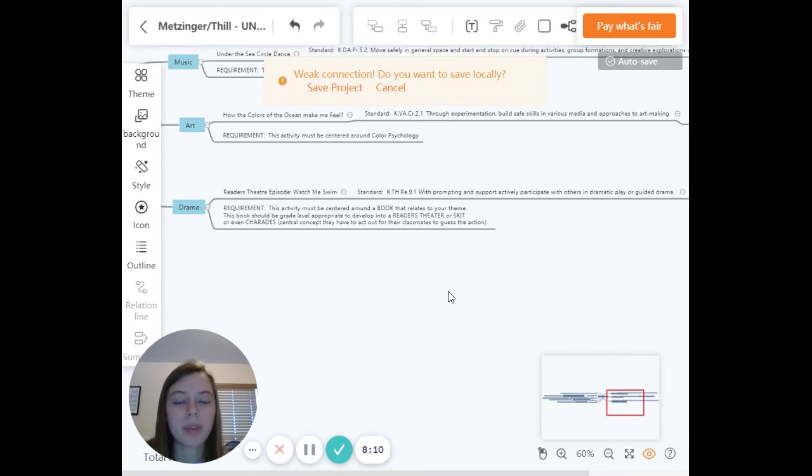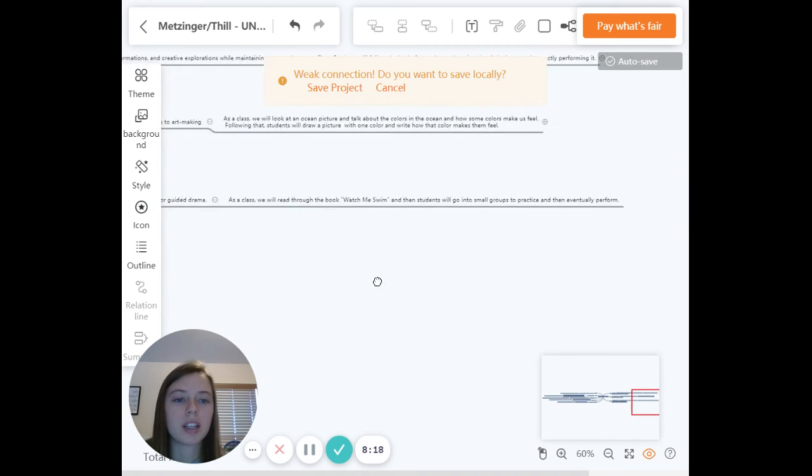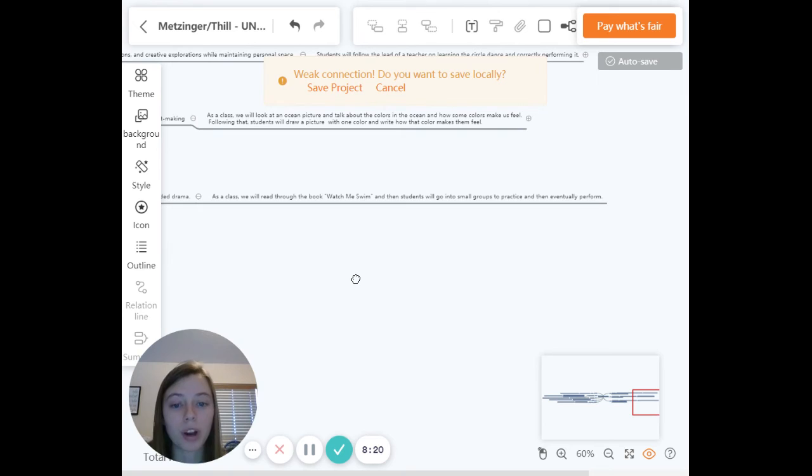Lastly is drama, and our title of this is Reader's Theater episode, Watch Me Swim. So the description of this is, as a class, we'll read through the book, Watch Me Swim. It is a grade level appropriate book, so kindergartners with guidance or by themselves, for the most part, will be able to read this book with sounding out words and sight words.